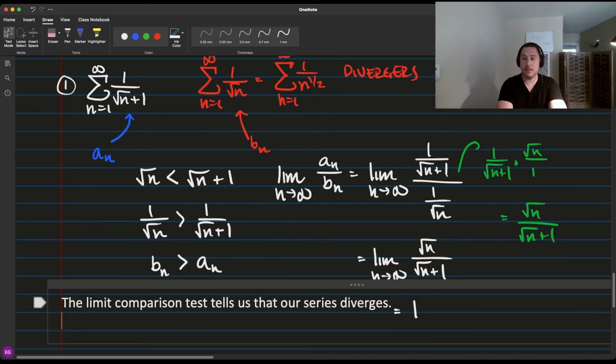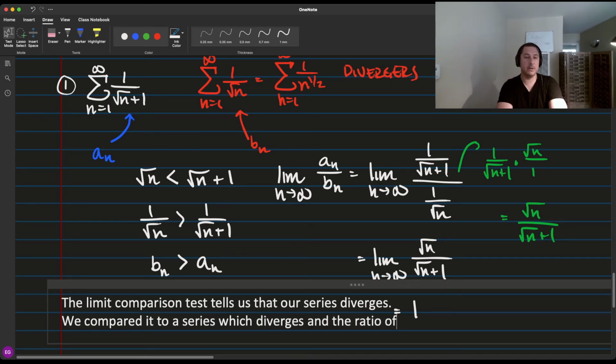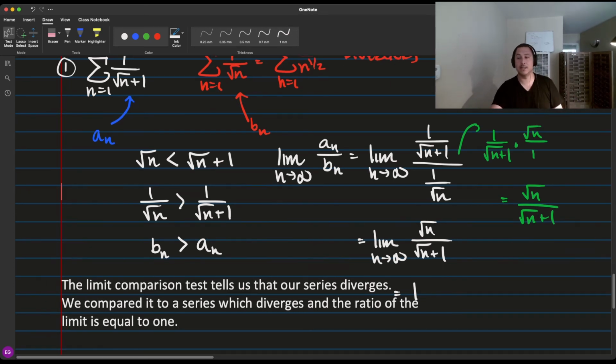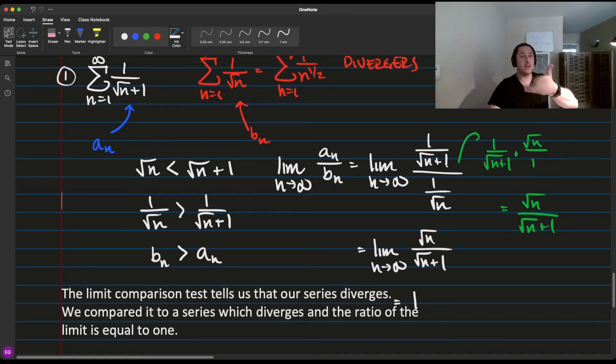Why is that? Well, we compared it to a series which diverges, and the limit of the ratio is equal to 1. By the limit comparison test, they either both converge or diverge together. The thing we're comparing it to diverges, so it must diverge.